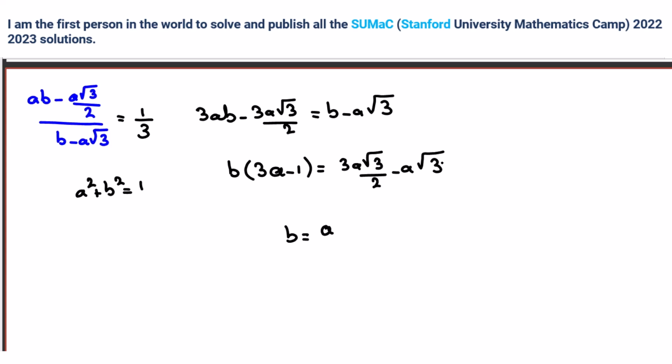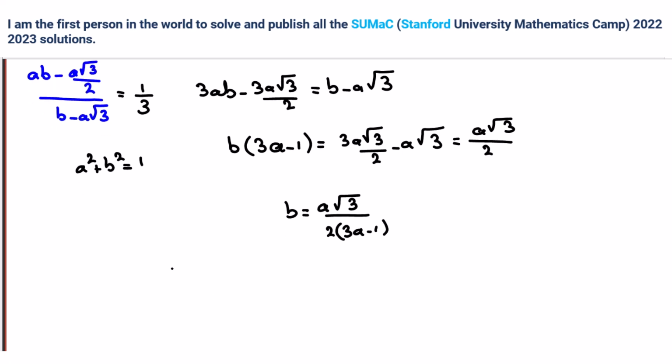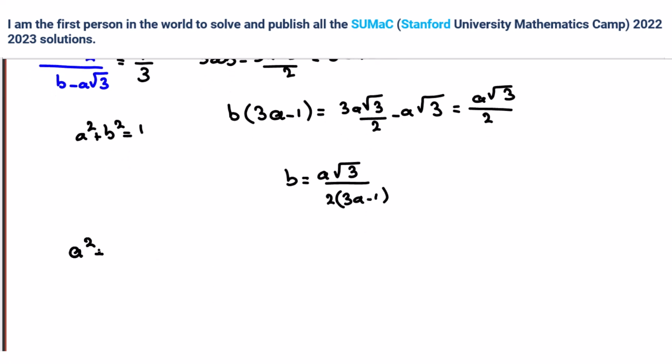If we simplify, this would be a root 3 over 2, right? So b is a root 3 over 2 times 3a minus 1. So a squared plus a root 3 over 2 times 3a minus 1, squared, is equal to 1. So what can we say here? It would be a quadratic equation, right?